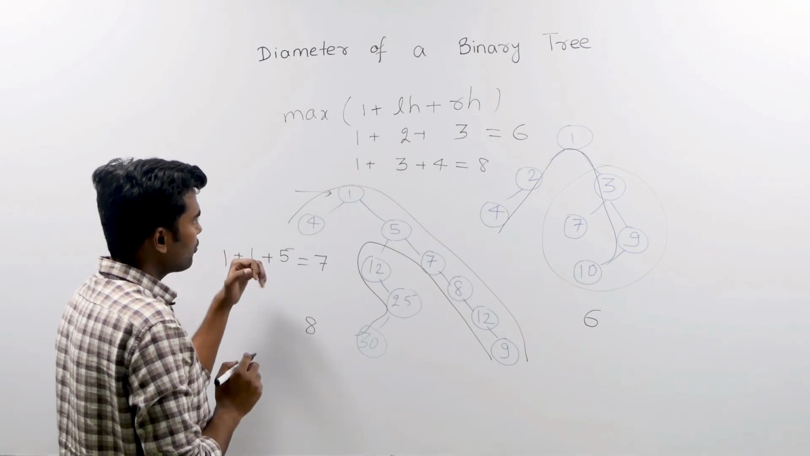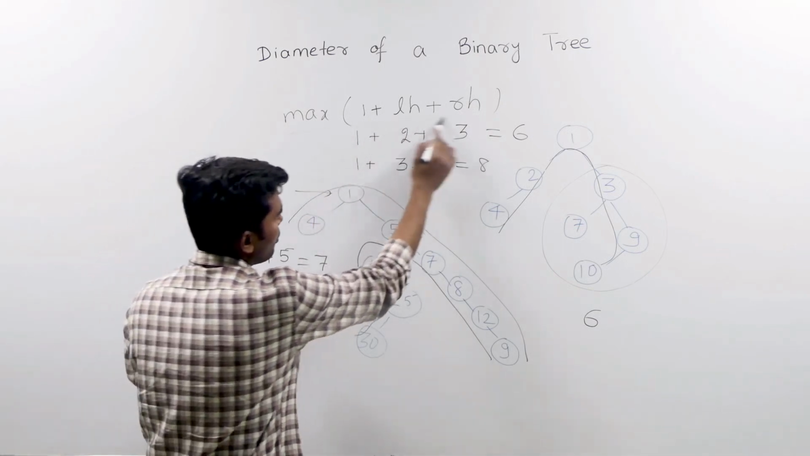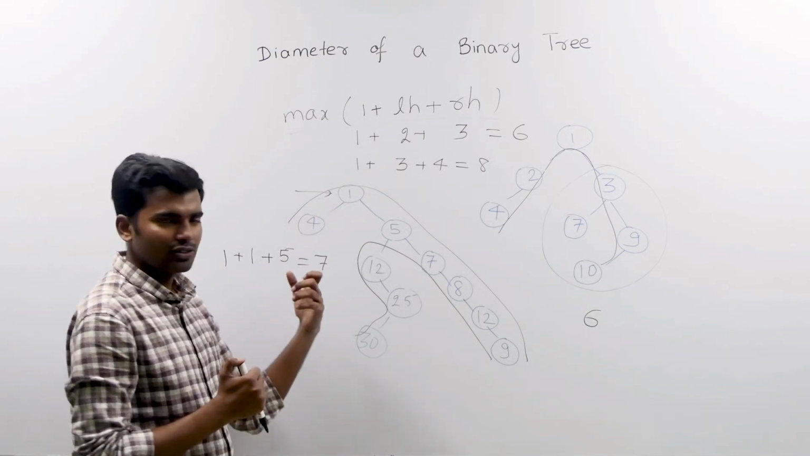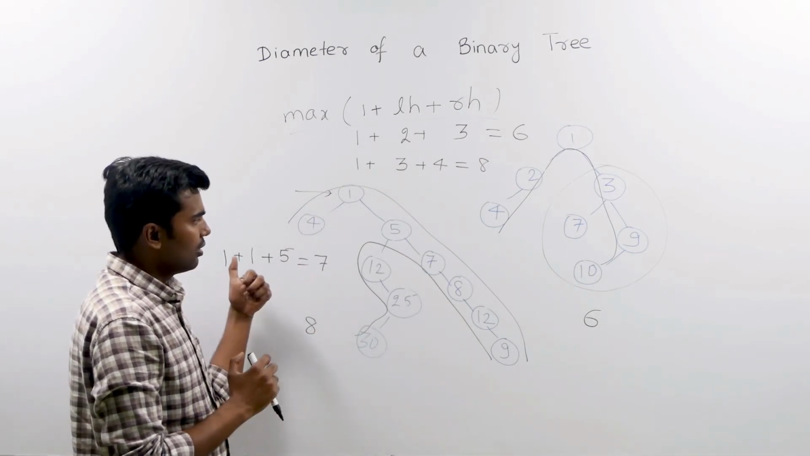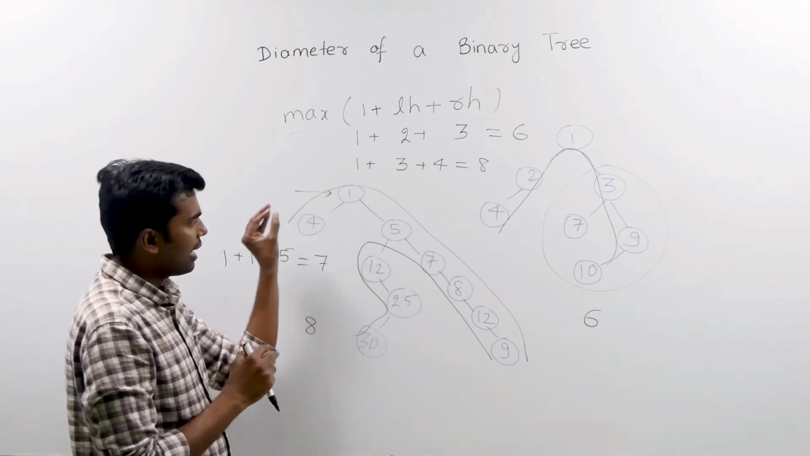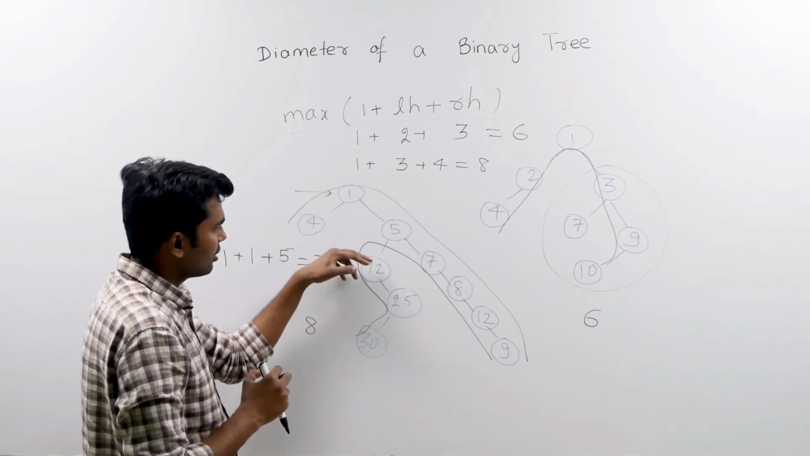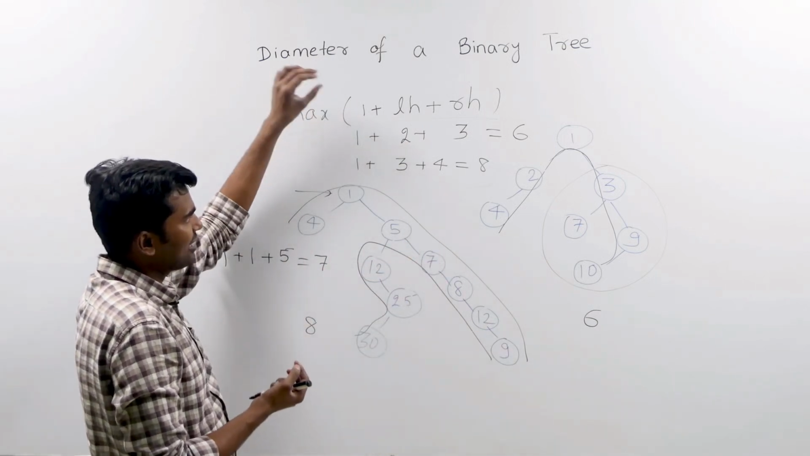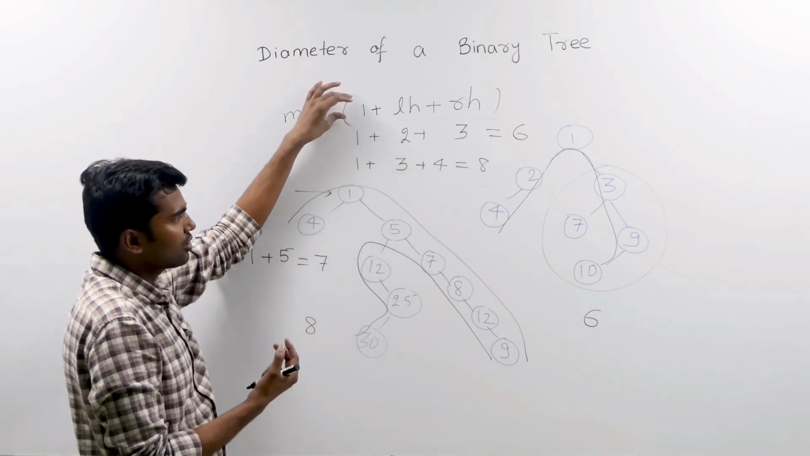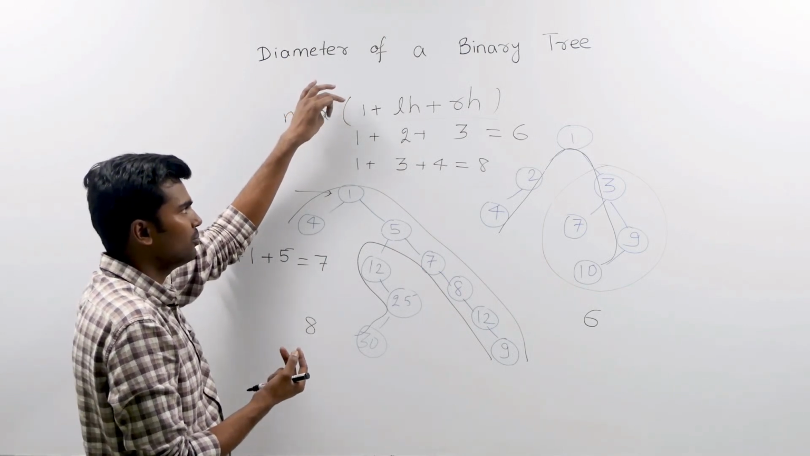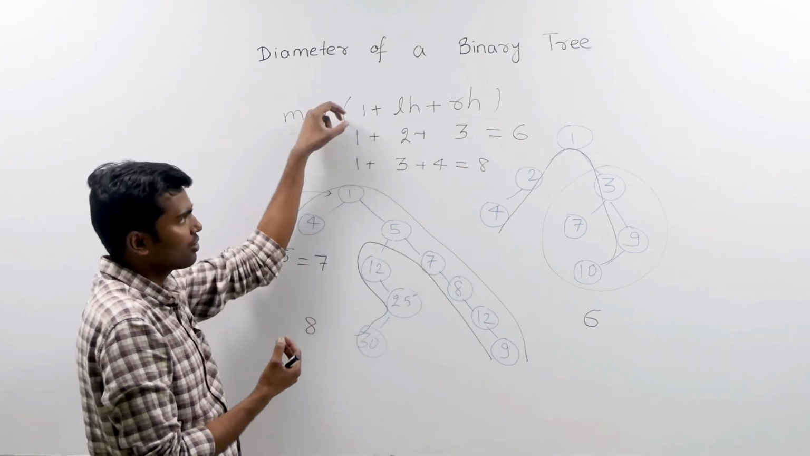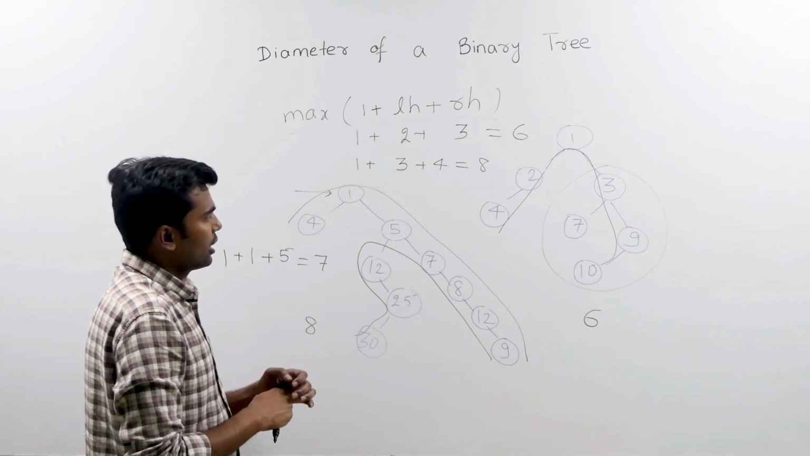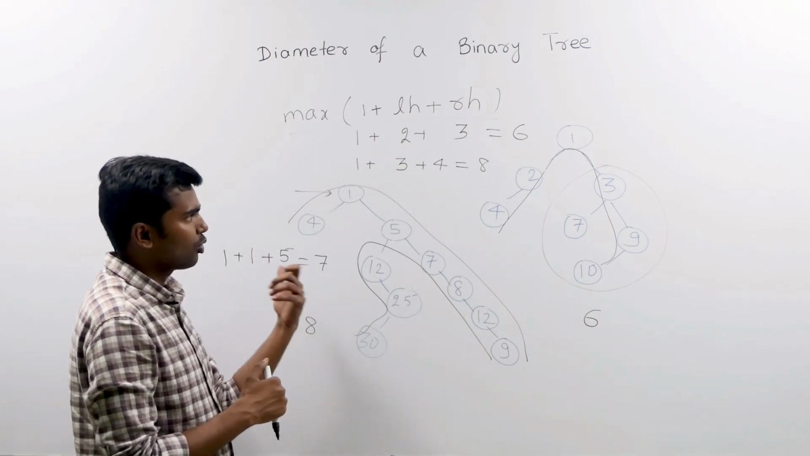Okay, so basically we have to find the maximum value of this expression for every node. That will be our answer. So I think the logic is very clear, that we just need to go to every node and find the height of the left subtree and the height of the right subtree, and then calculate this expression. And if this expression is greater than the current maximum value, then we will update that answer, right? Okay, so this is how we will solve this problem.